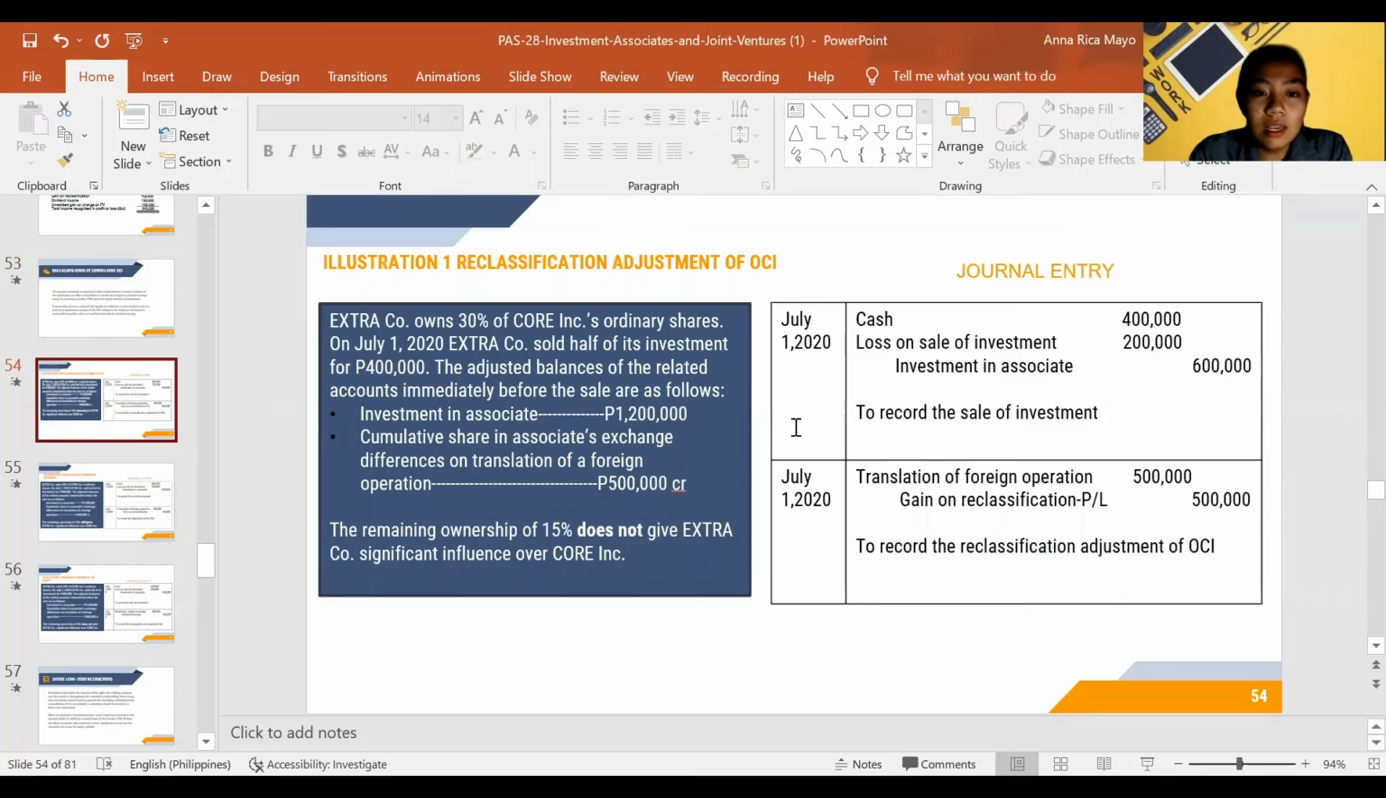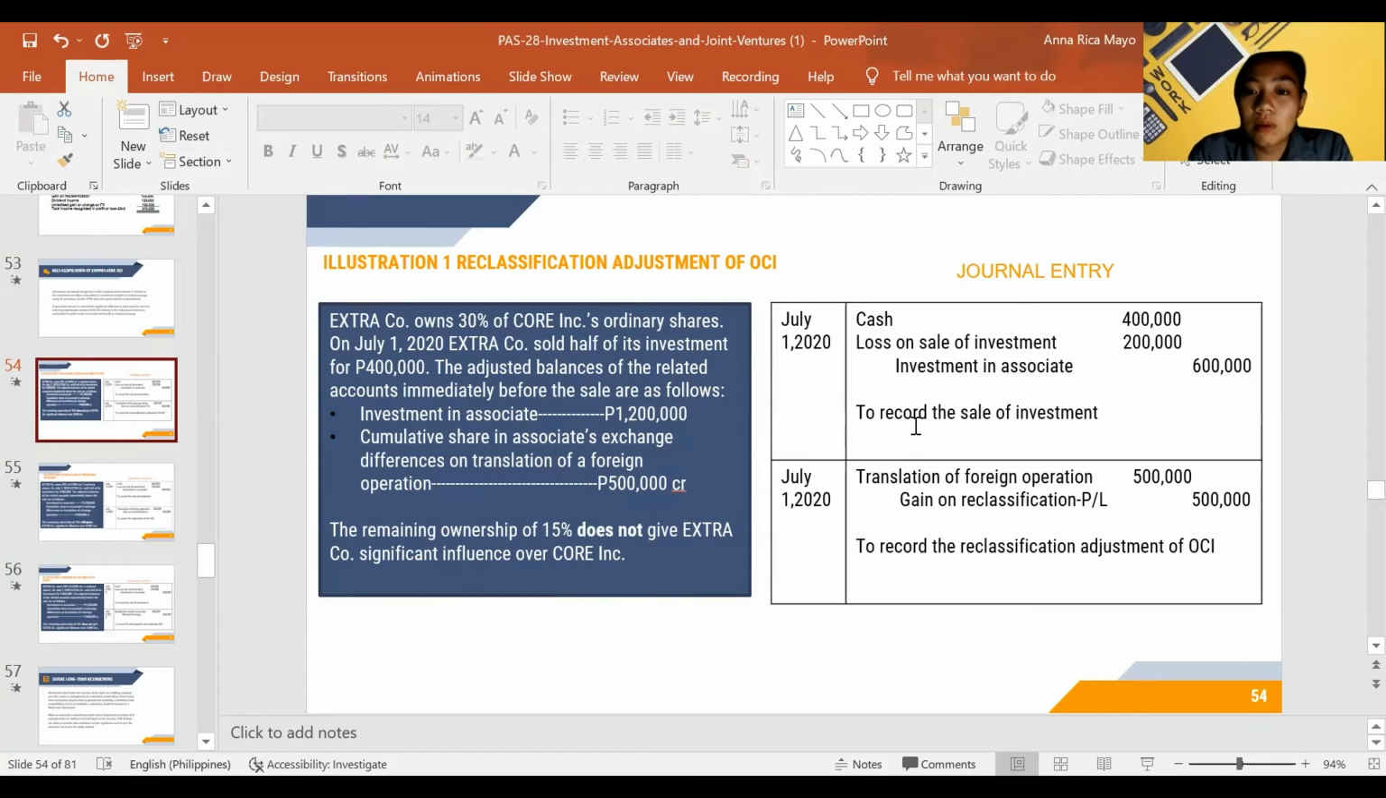Illustration 1. Extraco owns 30% of Course Incorporation's ordinary share. On July 1, 2020, Extraco sold half of its investment for 400,000. The adjusted balances of the related accounts immediately before the sale are as follows. Investment in associate, 1,200,000. Cumulative share in associates, exchange differences on translation of a foreign operation, 500,000. Sabi dito, the remaining 15% does not give Extraco significant influence over Course Incorporation.